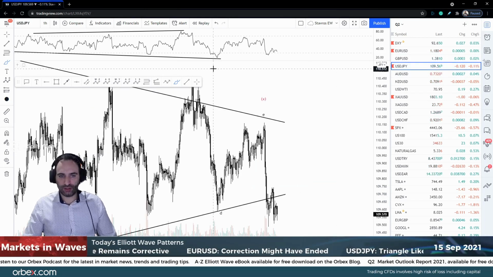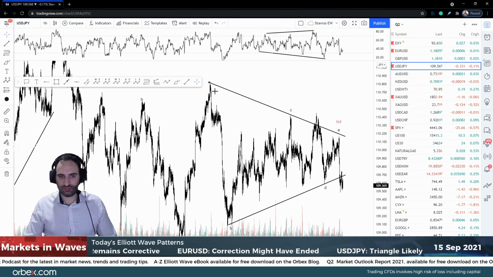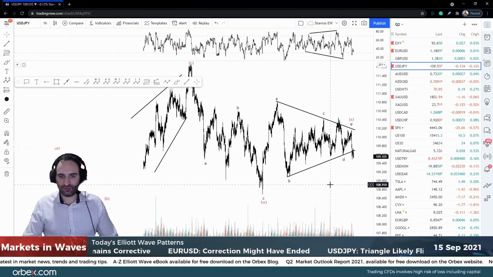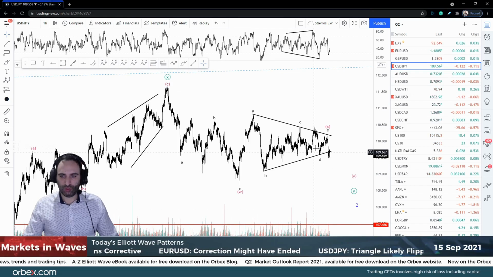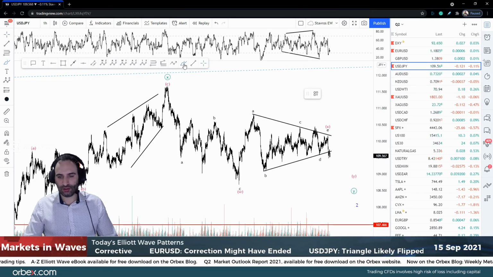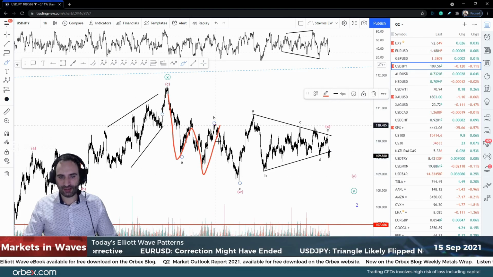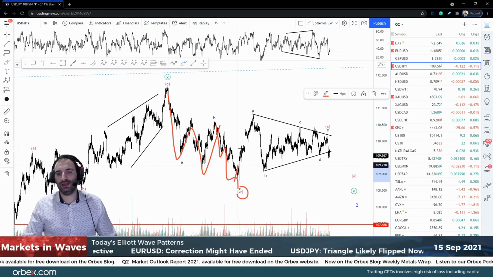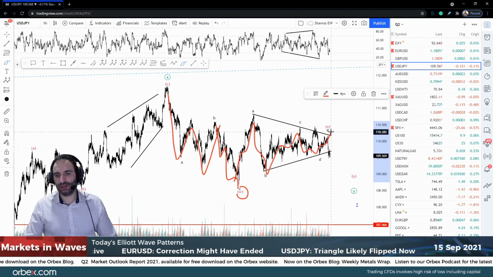Okay, USDJPY, another change again. This time it looks like we can flip the triangle. By that I mean, we were looking for more upside, and now we are looking for more downside. Well, because we broke this trend line, right? We still have a triangle, however, that is now looking in a different direction. A, B for a running flat, and C. That's a W. Yeah, and that is A, B, C, D, E.